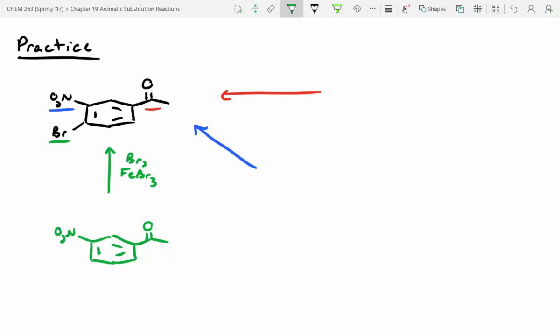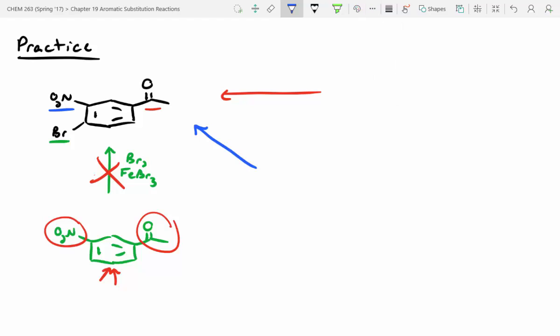Not only is it strongly electron withdrawing, but if you look at this group right here, that's a meta director. The meta position would be right here. The other meta position's blocked. And then if we look over here, that's also a meta director, and the meta position for that one would also be right there. Our bromine wouldn't get installed in the correct position. This is a dead end. So we'll cross this out and say no go.